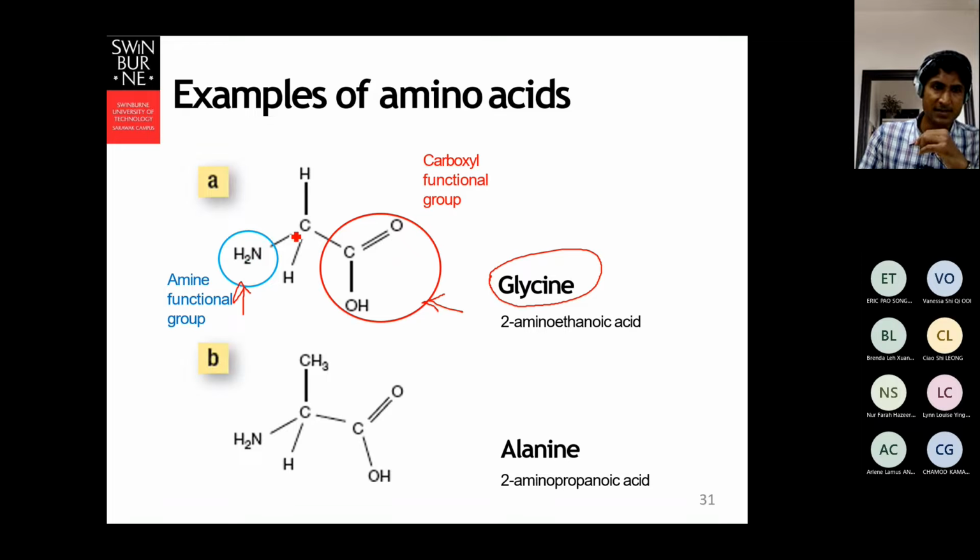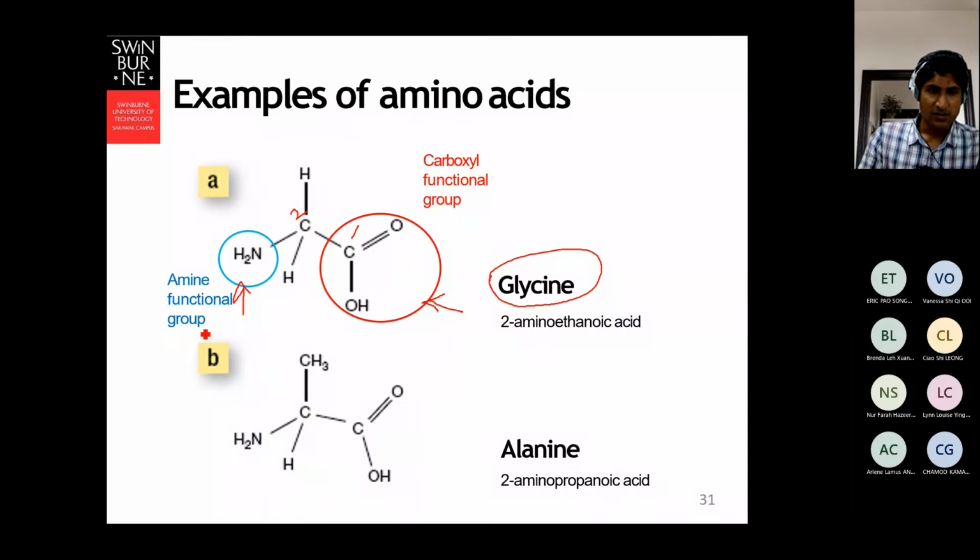So this is the carboxylic group at this position. We start counting from this side, so first carbon, then at position 2, an amino group. So 2-amino, and the backbone is ethanoic acid. The second example of a simple protein is alanine.